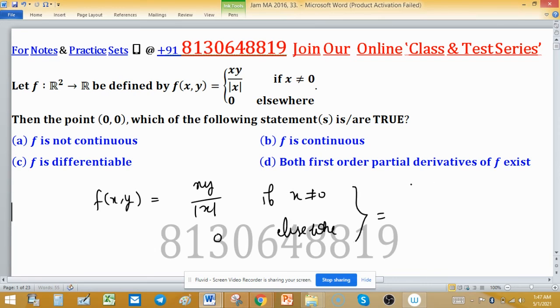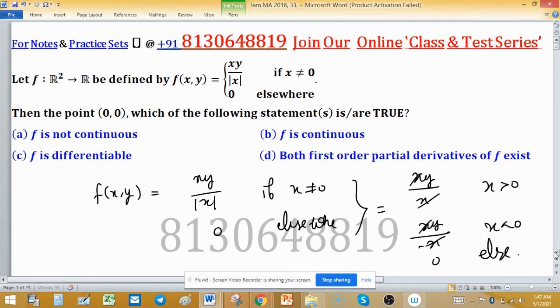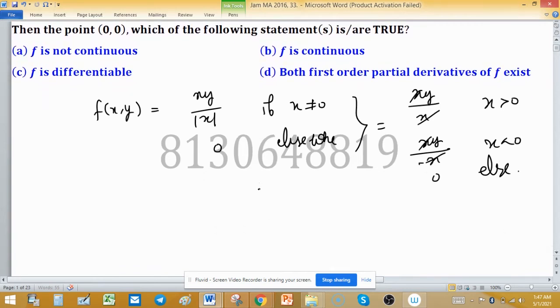This one can be written as xy upon x if x is positive, and xy upon minus x if x is less than 0, and 0 elsewhere. So x cancels out with this one and this one. So we obtained y when x is positive, minus y when x is less than 0, and 0 elsewhere. So this is our function xy.